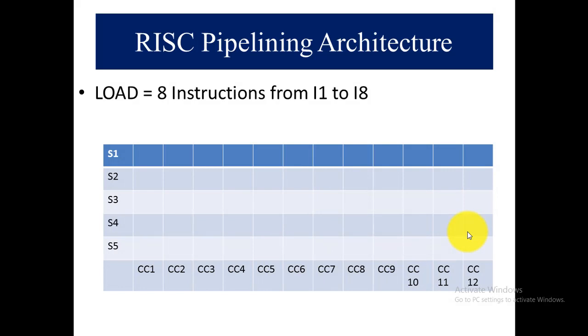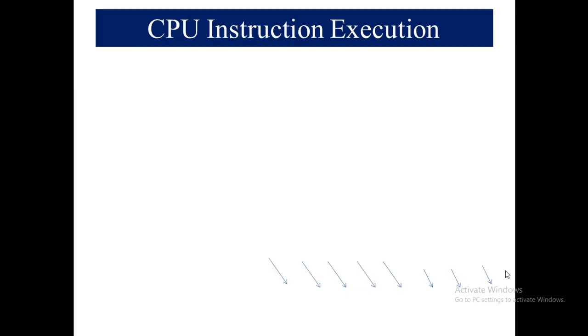This is the phase diagram in which the vertical side shows the stages, while the horizontal side shows the time. The vertical side shows stage 1, stage 2, stage 3, stage 4, stage 5, as the RISC has 5 stages. On the horizontal, it shows the time, that is first clock cycle, second, and fifth clock cycle, and onward. So let's understand how the CPU executes an instruction by using the phase diagram.